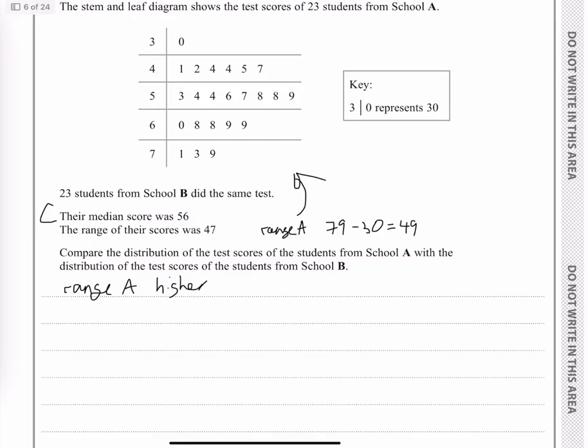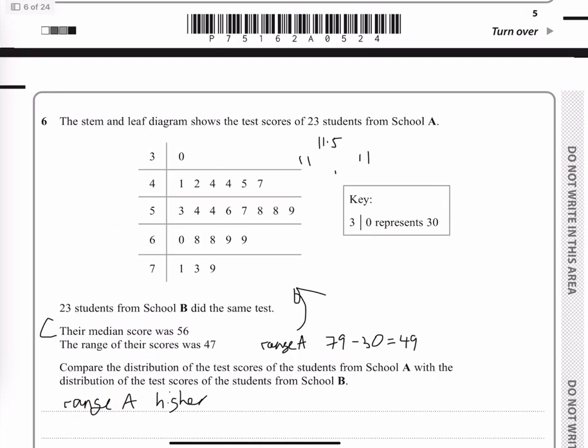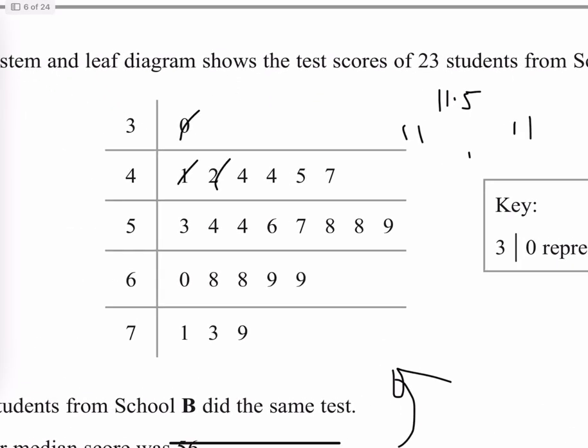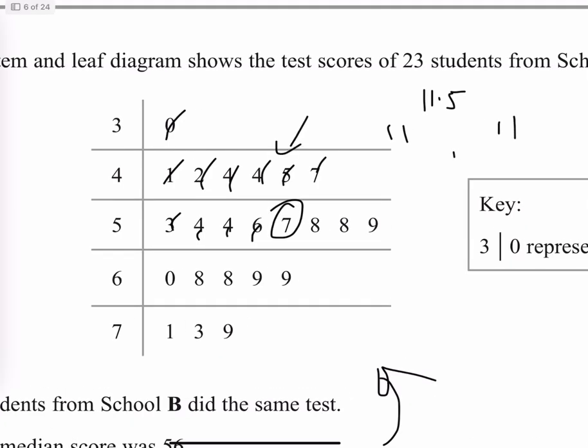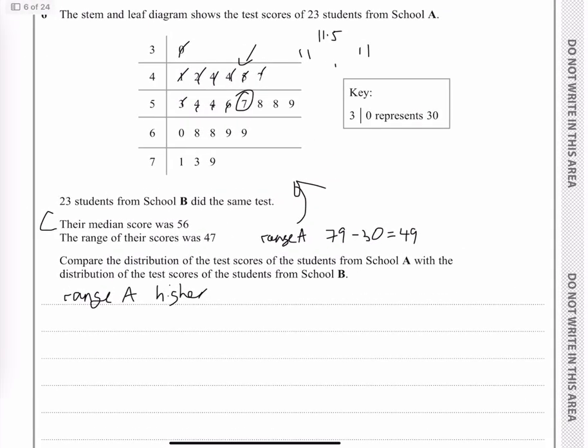And the median score of school B was 56. And there's 23 students, which means we're looking for, okay, well, 23 is 11.5. So you can have 11 either side, essentially, 1 in the middle. We're looking for the 12th student. That's 1, 2, 3, 4, 5, 6, 7, 8, 9, 10, 11, 12. Be careful if you're going to cross all these off, because it's a pain if you can no longer read the numbers. Which means the median score was 57.